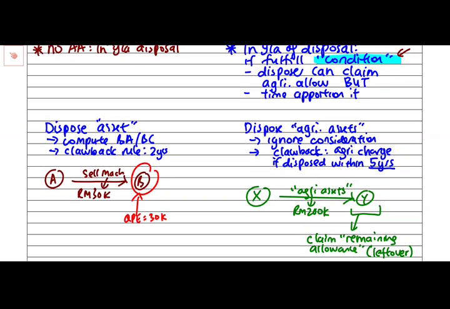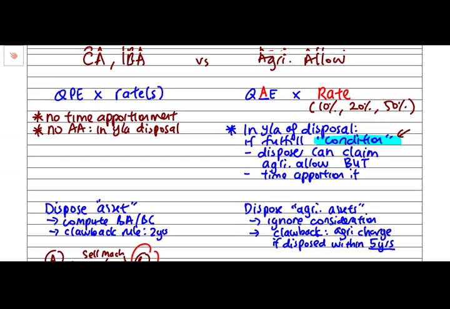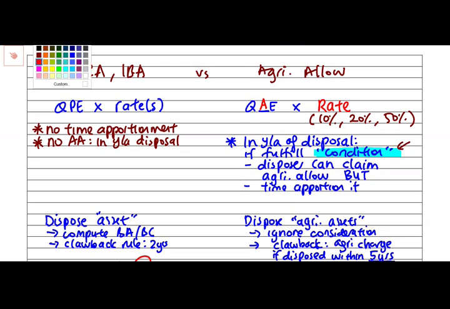This is the main thing that we're going to see for agriculture. I'm going to run through a couple of things here and give you an example. First, I want you to see this. What is this condition that we're saying? Conditions that you can still claim in the year of your disposal.